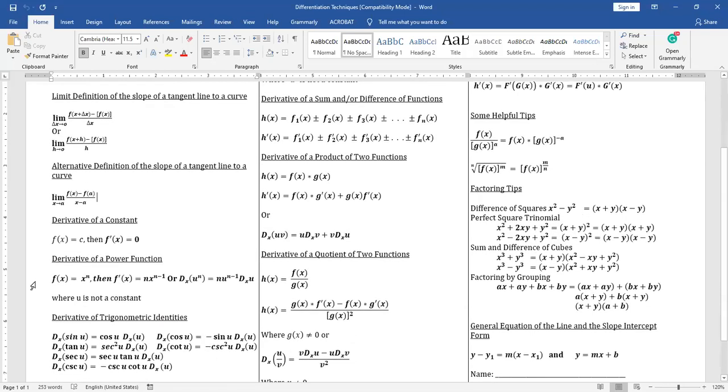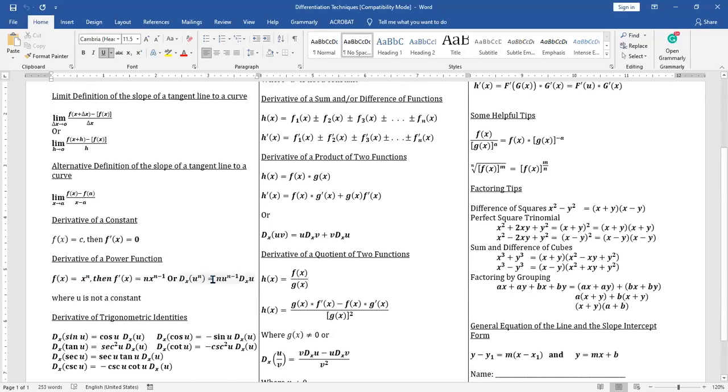This is the power function rule. So if you have a function x raised to the power of n, then the derivative of that function is bring down the n. You do x to the n minus 1.